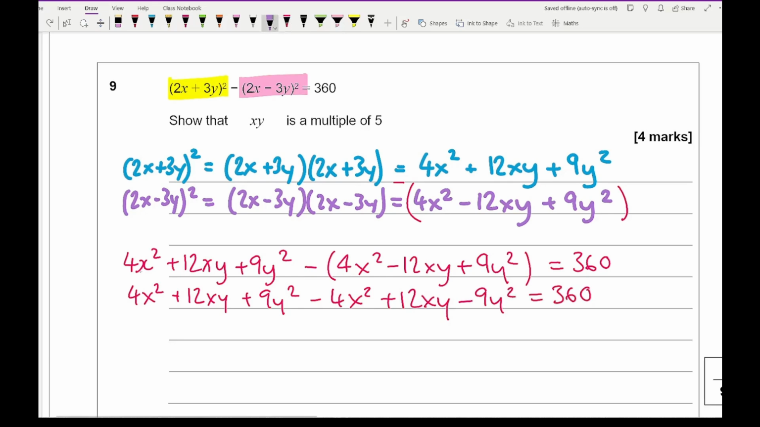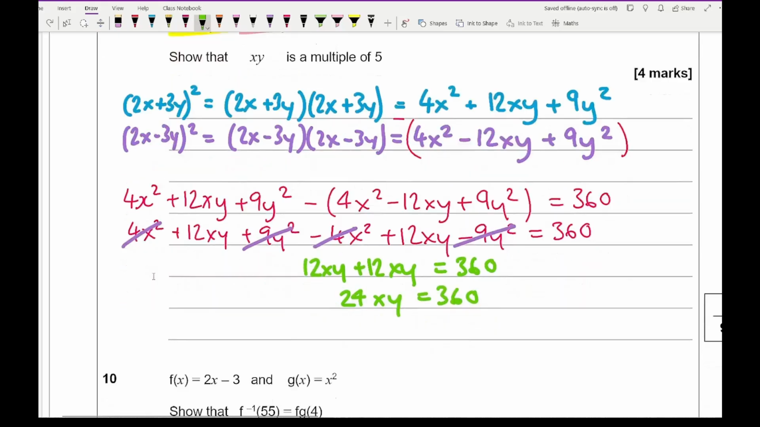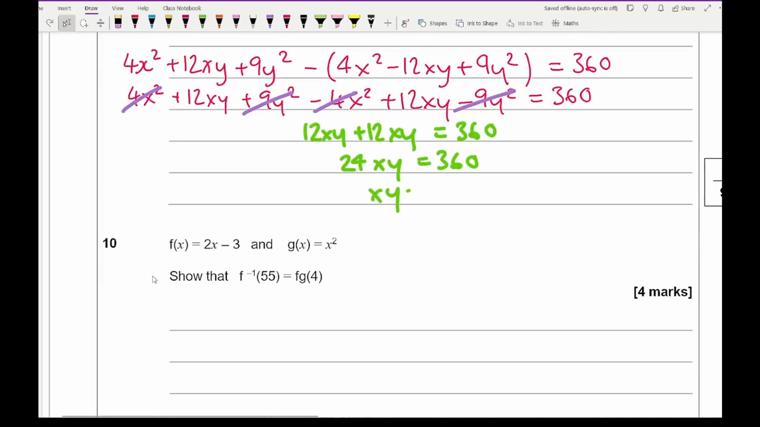Now at this stage something should cancel out. The 4x squared cancels out, the 9y squared cancels out, so all I'm left with is 12xy plus 12xy equals 360, which gives 24xy equals 360. Then if I divide by 24, I get xy equals 15, and 15 is a multiple of 5, so xy is a multiple of 5. And you can just write 5 times 3 if you wanted to.